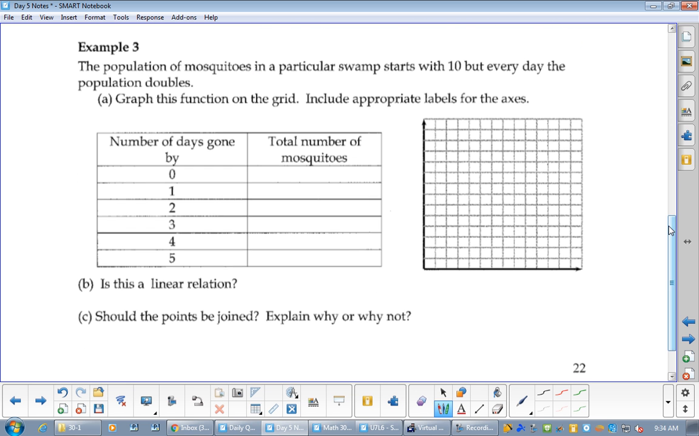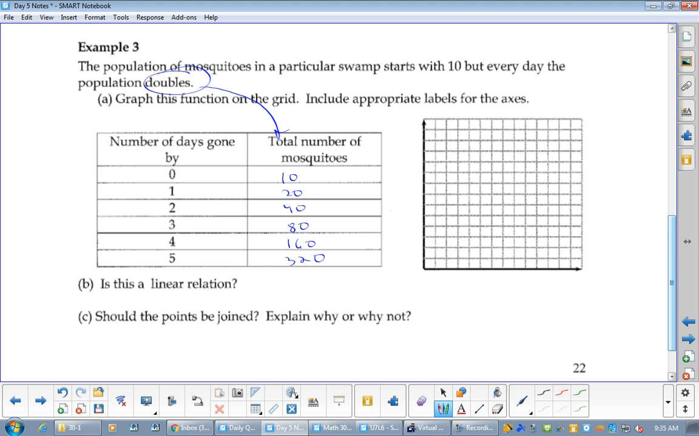Now, let's keep going here. We got the population of mosquitoes in a particular swamp starts with 10, but every day the population doubles. Graph the function, okay? So right when we start, how many mosquitoes we got? 10, okay? So tomorrow, how much would we have? Okay, because we're doubling, right? Maybe you want to just kind of circle that, doubles. Next day, 40, next day, next day, next day.